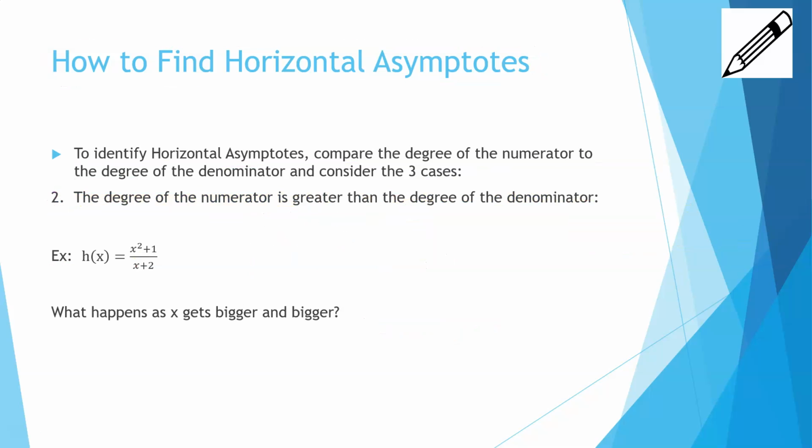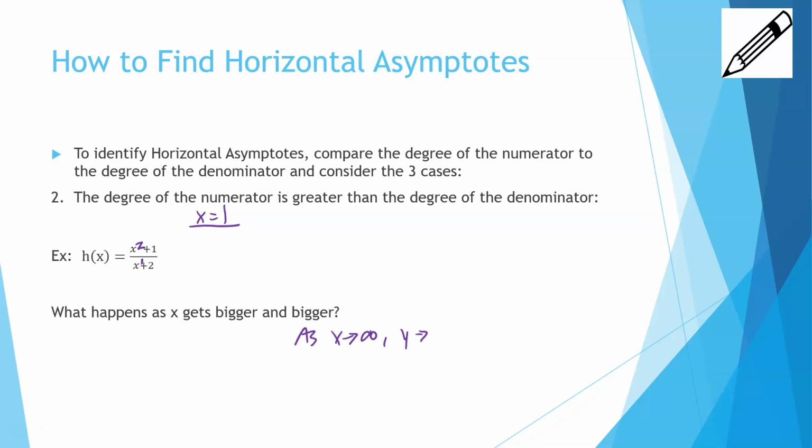Let's look at the second case. Second case is when the degree of the numerator is greater than the degree of the denominator. Okay, so you can see this flip. The x squared is on top, and it's an x to the first on the bottom. So the degree of the numerator is bigger than the degree of the denominator. Again, we're going to look at what happens as x gets bigger and bigger and bigger. So we're looking at as x goes to infinity, what's happening to my y's, or my h of x.